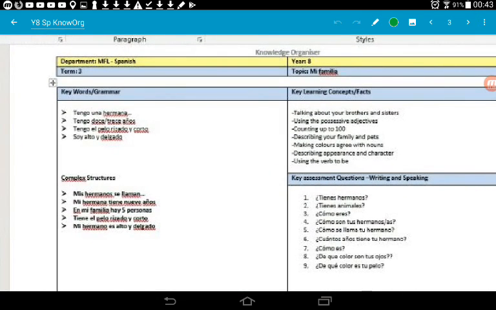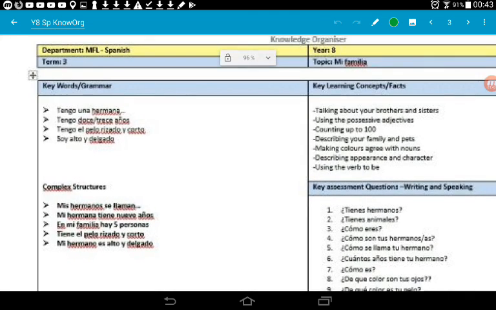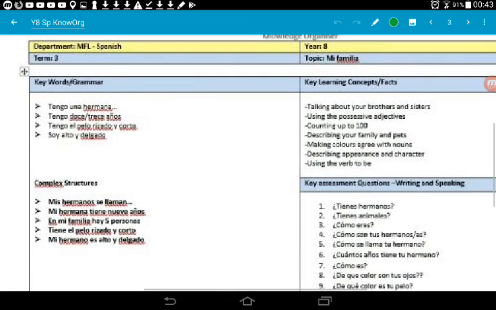Tengo una hermana, I've got curly hair. You remember we did all that, and this is actually going to be an important part in the exam, guys, and in the resources. So it's very likely that you're going to have to work on this.